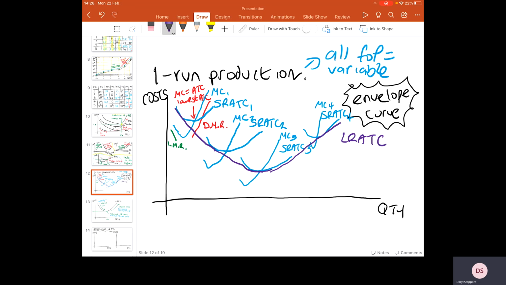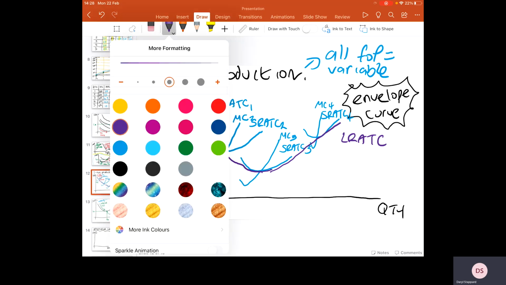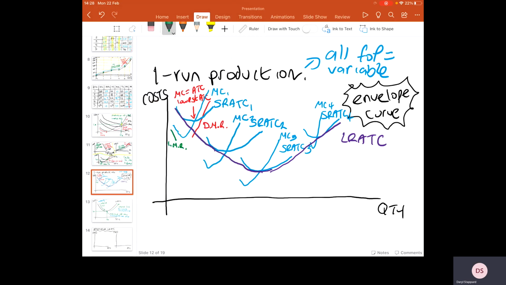Now, hopefully, what you can see here is, again, that this curve is taking on the shape that it was with the short-run average total cost curve. We've got a period of time where average total costs are falling, and we've got a period of time when average total costs are starting to increase again. And again, when we operate at lowest average total cost, we're achieving productive efficiency.